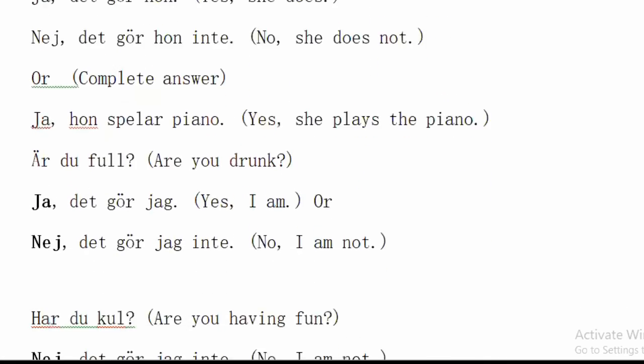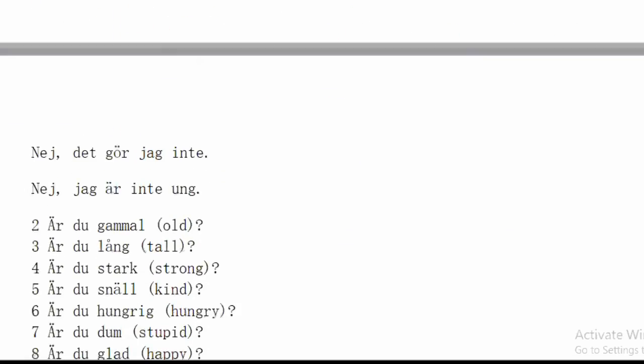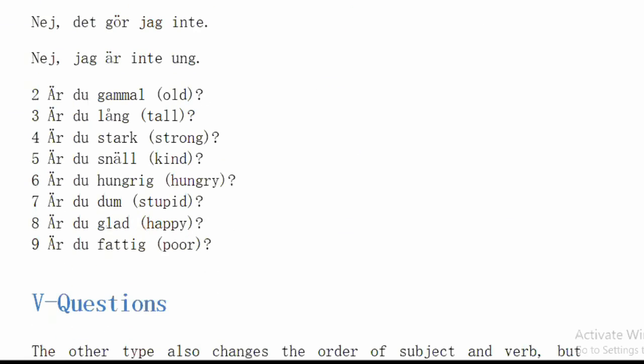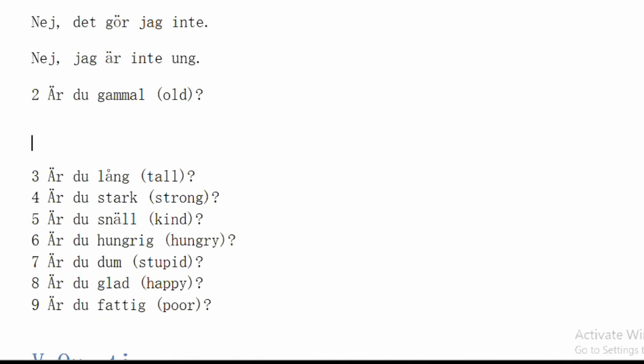So if we move toward the exercise, here we have the exercise. Have you tried this exercise? No, actually not. We can do it right now. Can you help me to answer this question? We can solve this question in two ways. Either you can give a short answer or just a normal answer. So, are you gammal means are you old? I can solve this one at first, then you can solve the next one.